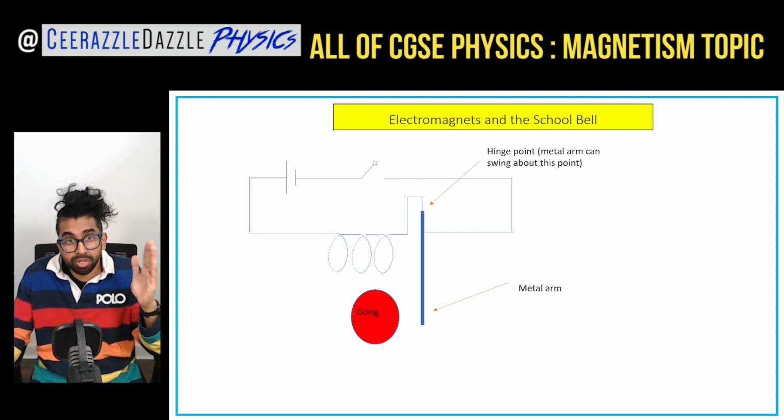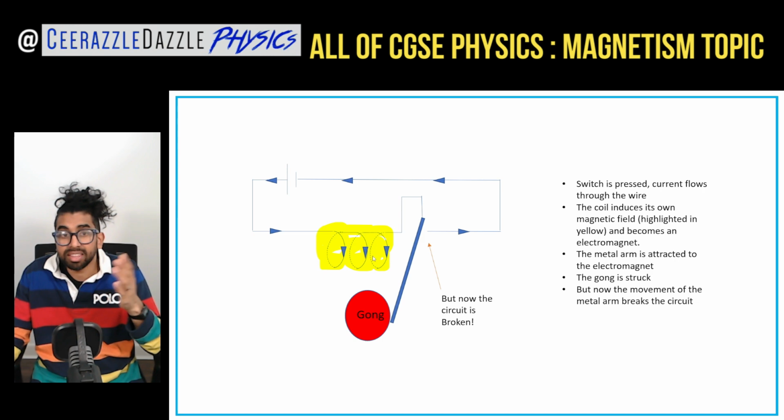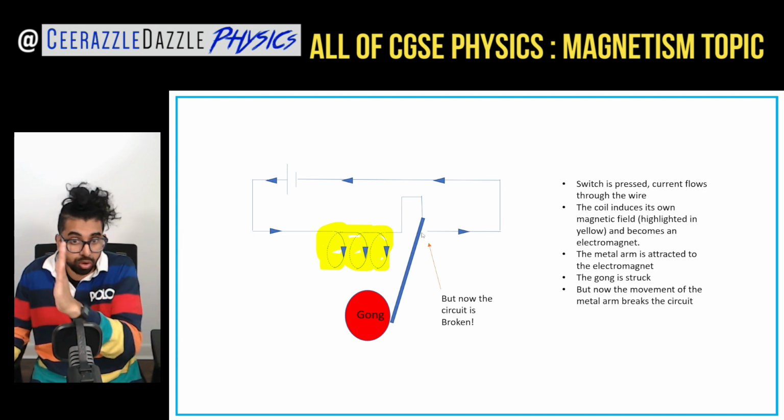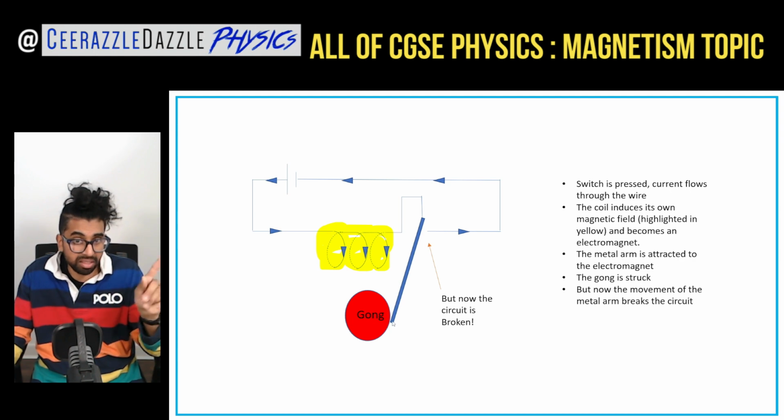What happens if we were to press the switch? Hopefully you recognize that when we press the switch, current will flow through the solenoid. We know that it's going to generate its own magnetic field, which is why it's in yellow. The magnetic field generated will therefore attract the iron bar. So it will then swing outwards and hit the gong, making the noise.